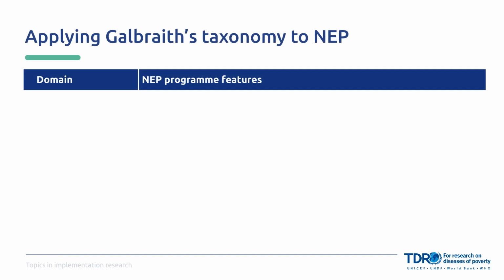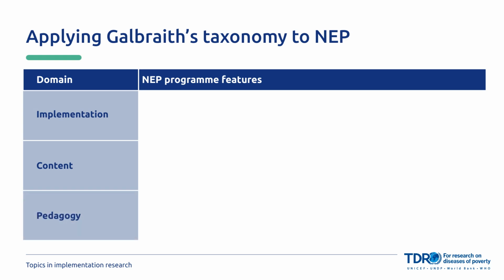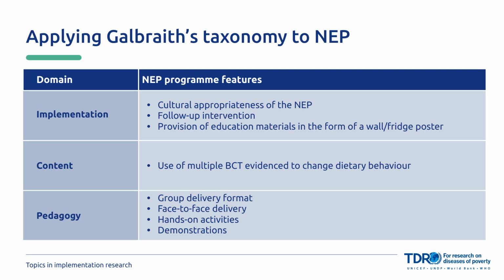All of these core elements align with the 3 main taxonomy classifications: implementation, content, and pedagogy. In this section, we have looked at evidence-informed interventions as science-based tools, with proven efficacy and effectiveness, and at how Galbraith's proposed taxonomy is useful for identifying core elements of evidence-informed interventions.